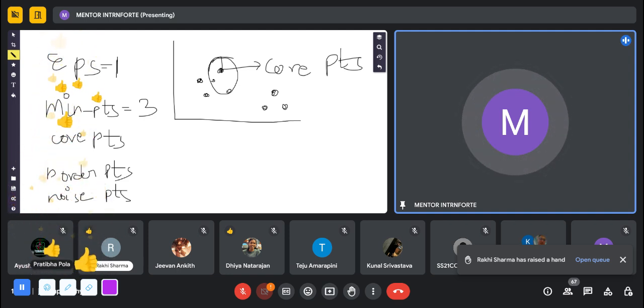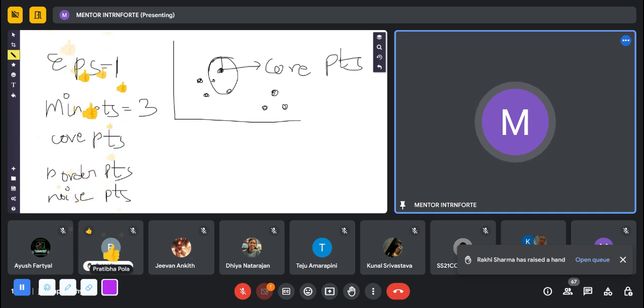What are epsilon and min points? You all understood? Okay. So we are done with epsilon, min points, and core points. Now see, what is the next goal of DBSCAN? It is to look and expand this ideology of core points.